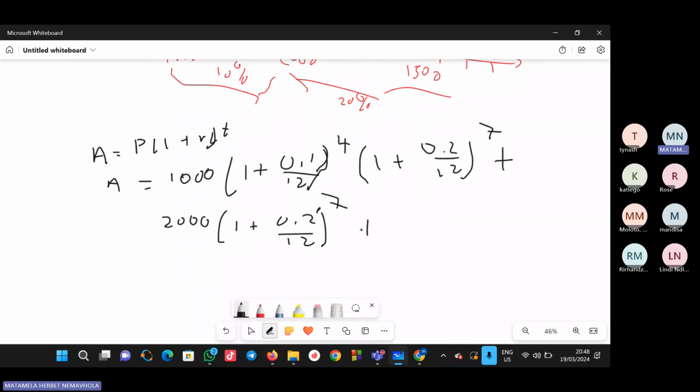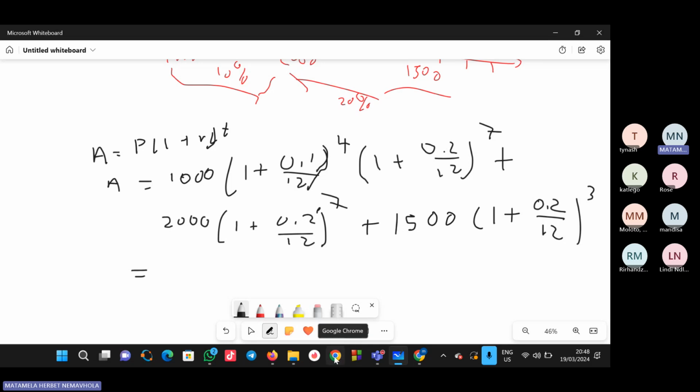Then we're going to say plus 1,500 in brackets 1 plus 0.2 over 12 to the power what? 0.2 over 12 to the power 3. Then you have to use a calculator to do this arithmetic, everything.